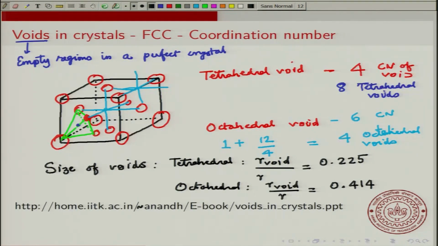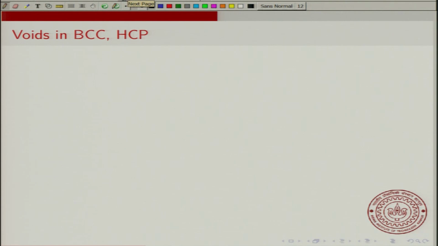Okay. So, therefore, what you conclude is that the size of the tetrahedral void is smaller than that of the octahedral void. So, you would expect that only smaller atoms would go into the tetrahedral voids and the larger atoms would go to the octahedral voids. Again, this picture is assuming that the atoms are spherical objects, which they are not, and in fact we will show that you do have atoms going into tetrahedral and octahedral voids which do not satisfy this ratio. What about voids in BCC and HCP?